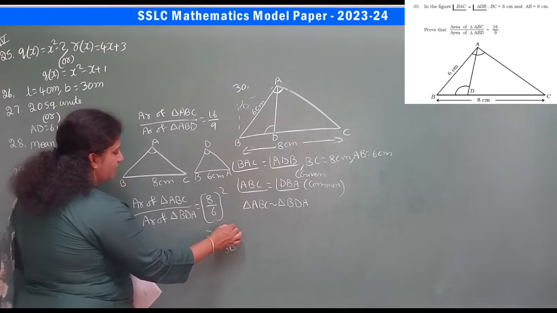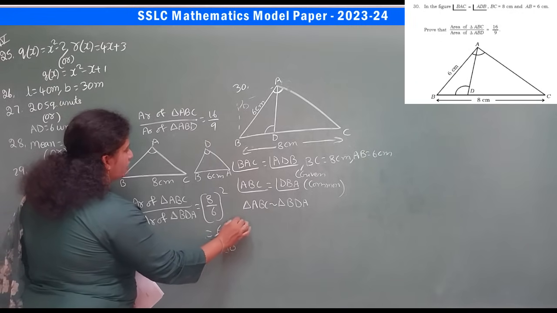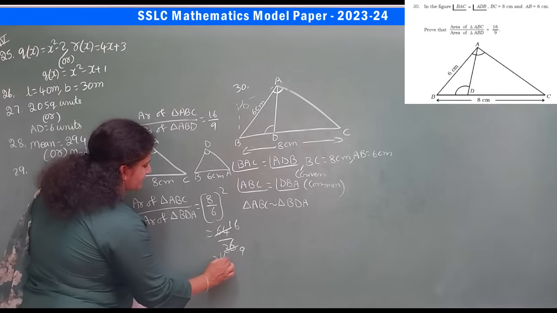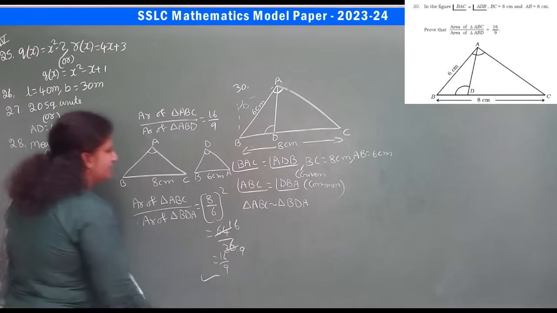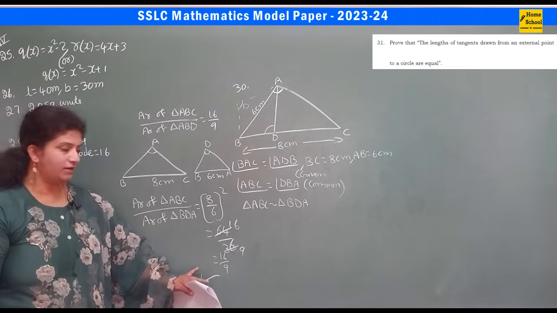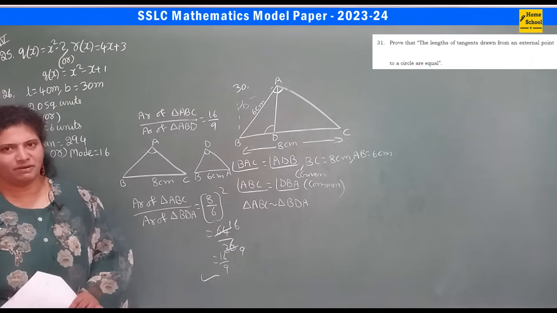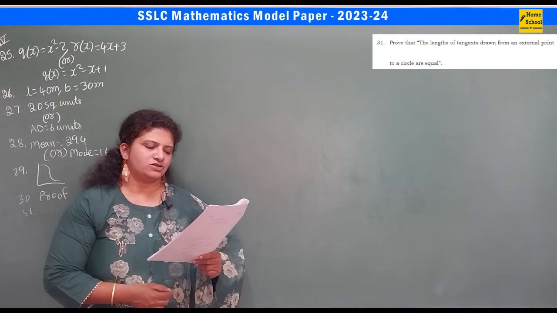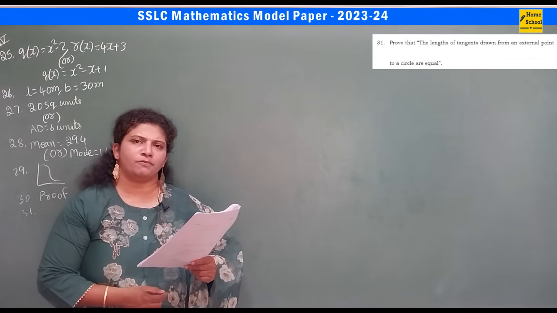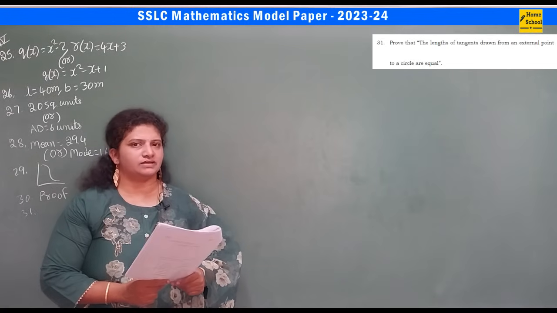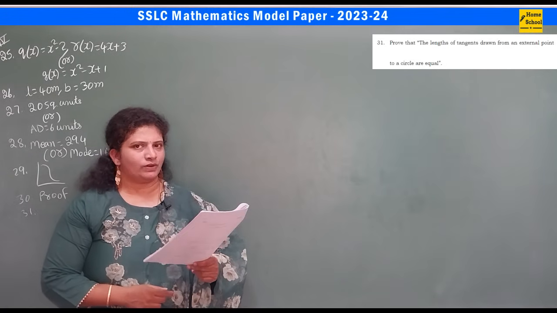Now cancel this one. What are you going to get? 4 16s are 64, 4 9s are 36. That is 16 by 9, your answer. Hence it is proved. Area of triangle ABC by area of triangle BDA is equal to 16 by 9. 31st one, prove that the lengths of tangents drawn from an external point to a circle are equal. This is a direct theorem from the circles chapter. I think you can write this.